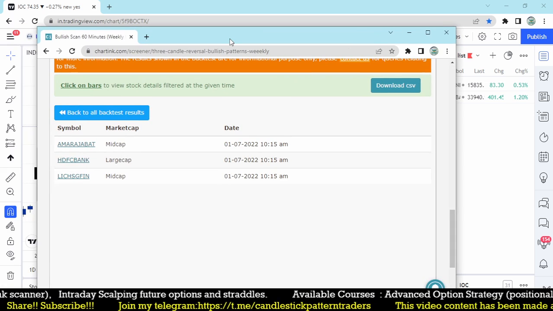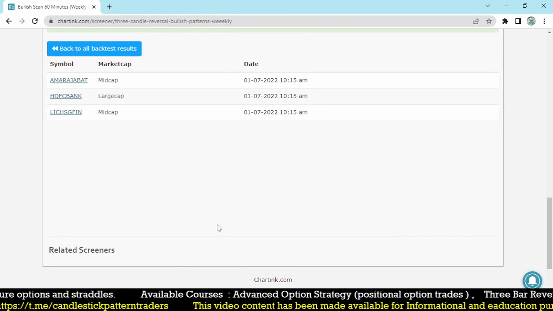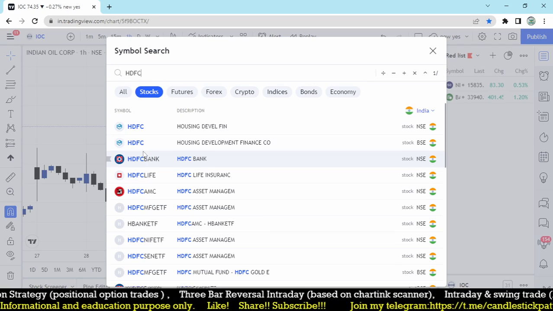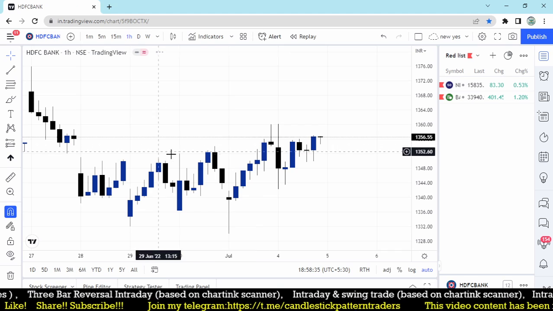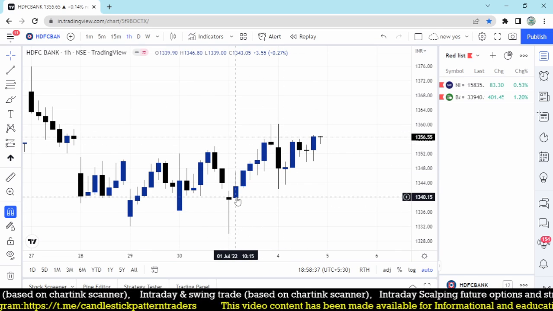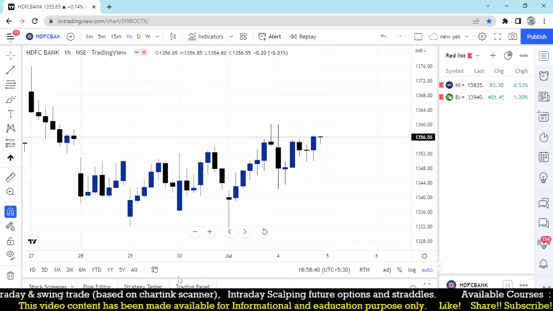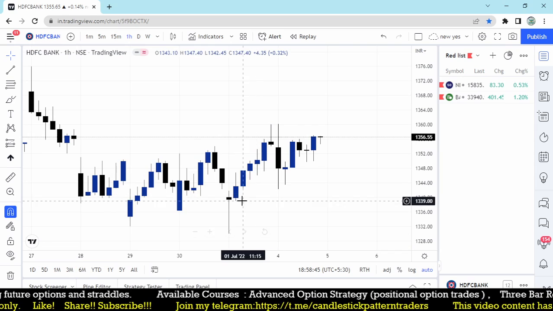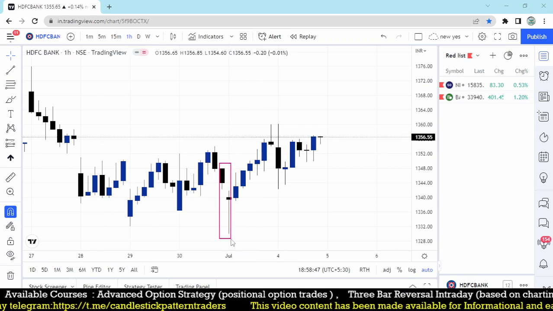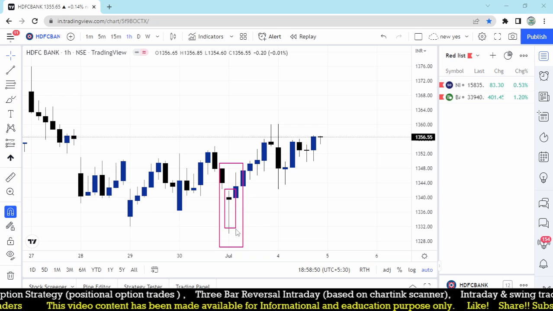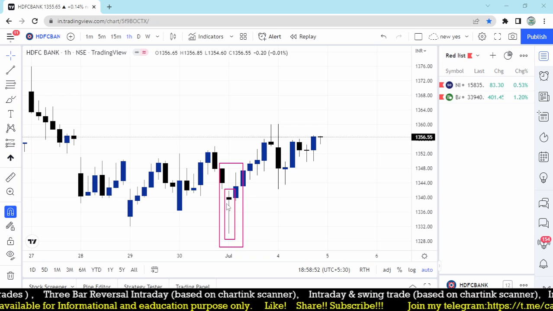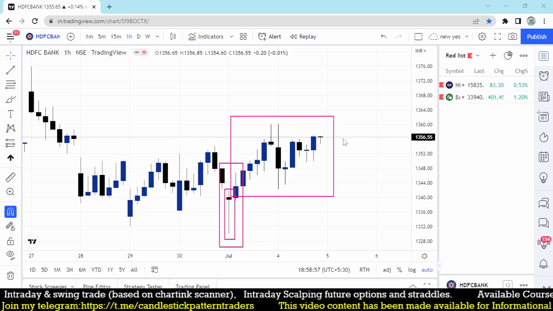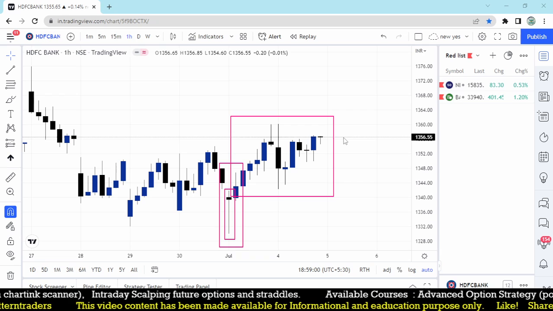In a weekly low, let's check some stocks. Amara Raja, HDFC Bank, that is happening on 1.7 at 10:15. This was a weekly low, and it should also be a daily low. HDFC Bank, I think. Let's check it out on the same hourly time frame. July 1st, 10 o'clock, HDFC Bank, 10:15. That is a 10:15 candle. So you find the 3-bar here, and also another candlestick pattern. It looks like a hammer, with the biggest wick. So there is a possibility of a reversal, which you are seeing within 2 days.